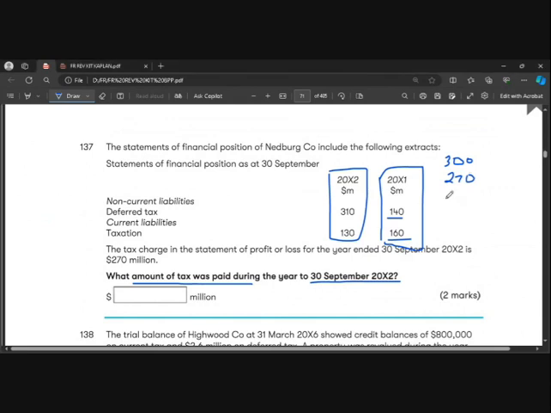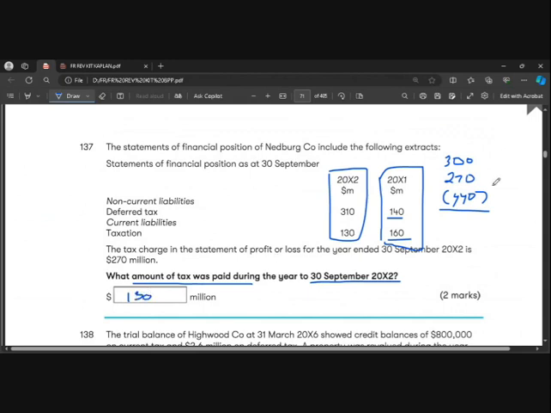This one we will move to the next year. We won't settle any amount here. Okay, so our closing balance: we brought forward 300, and then we charged 270 to SOPL, and this 300 is now 440. So the amount of tax we paid will be the sum of all these things: 300 plus 270 minus 440. That is 130 million. Yeah.